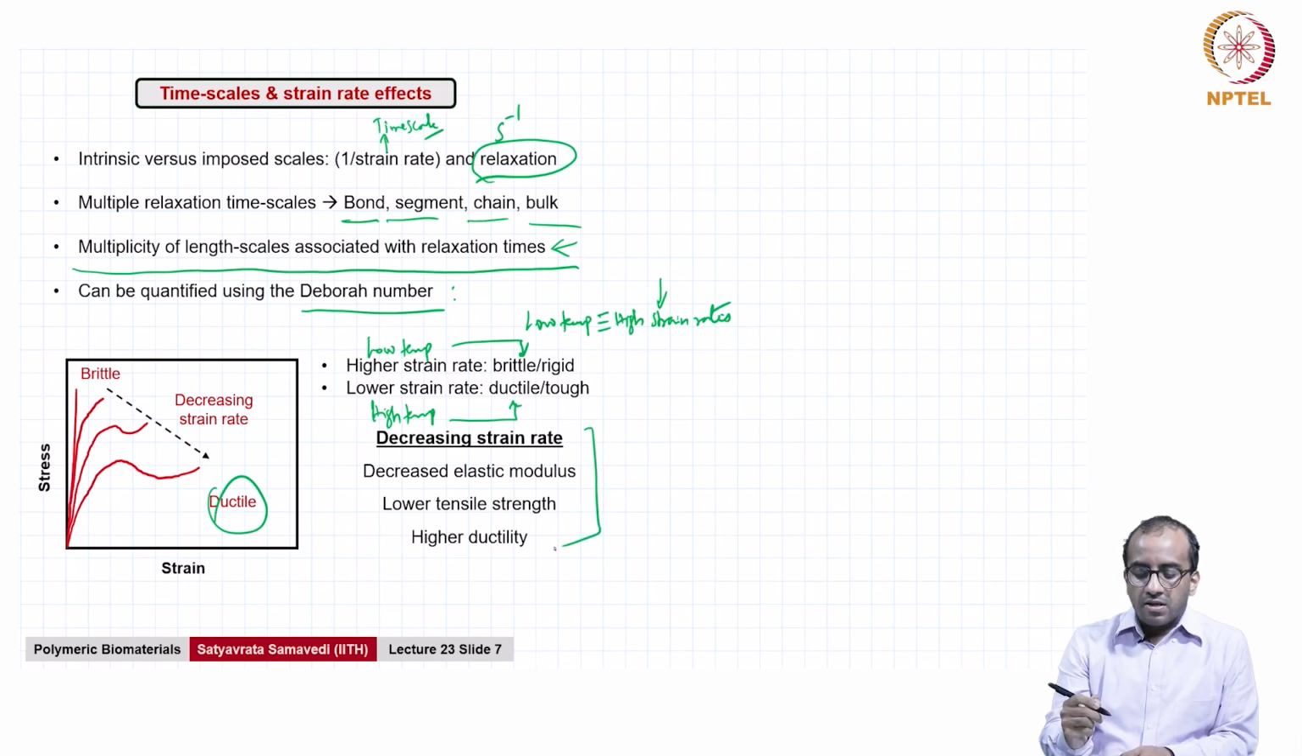And again, just as we saw that if you increase the temperature, you get decreased elastic modulus, lower tensile strength and high ductility. We are also saying here that decreasing the strain rate is going to also lead to decreased elastic modulus, lower tensile strength and higher ductility. So, this should also convey to you a very important point about the use of standards in testing, because you can get very different mechanical properties based on the operating conditions, based on the testing conditions.